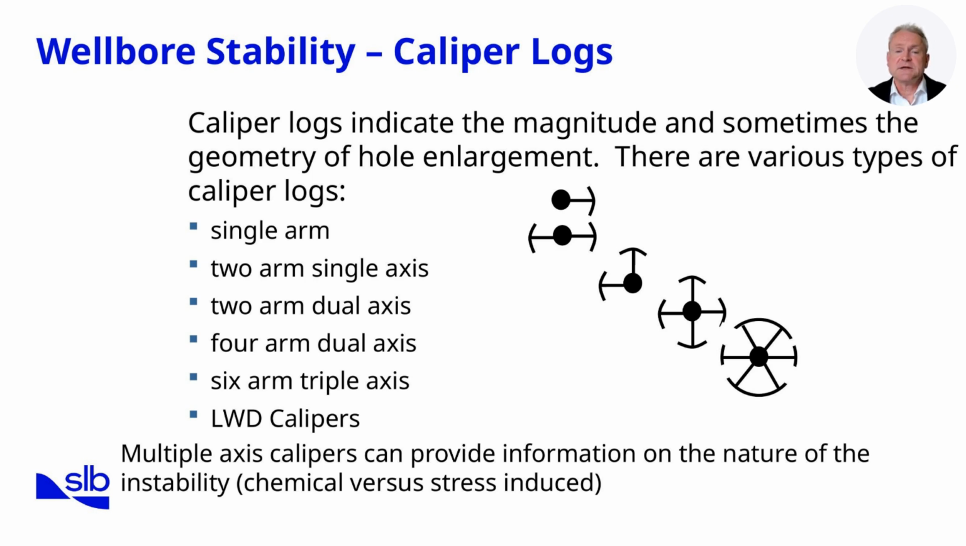Multi-axis calipers are particularly valuable because they help us distinguish between instability caused by chemical effects such as shale swelling and stress-induced effects such as ovality. By understanding the type of instability, we can choose the right mitigation strategy.